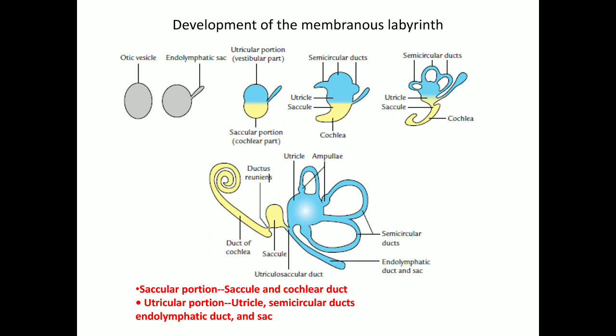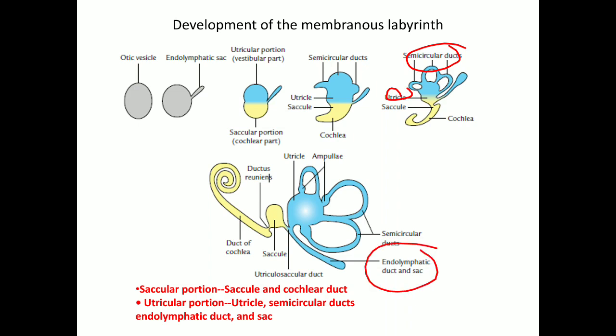Here you can see the inner ear. This is the otic vesicle, then the endolymphatic sac is formed. Now this otic vesicle forms 2 parts. The upper one is the utricular part and the lower is the saccular part, the yellow one. The yellow one, which is the saccular part, is forming the cochlear duct and the saccule. The upper part, the utricular part, is forming the semicircular ducts, utricle and the endolymphatic duct and sac.